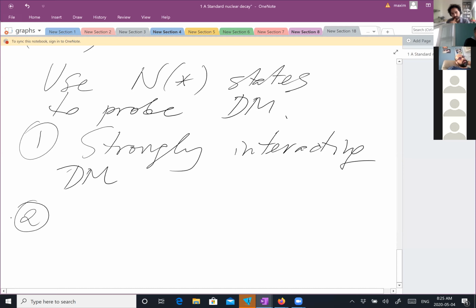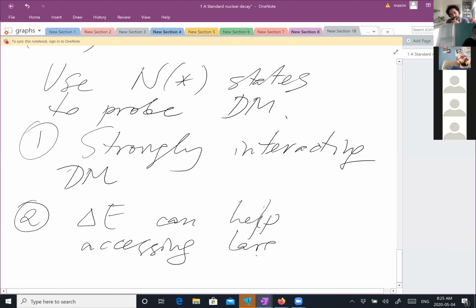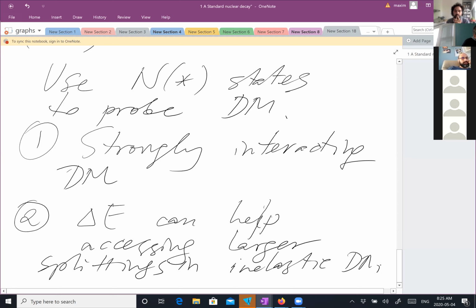And the second possibility is, of course, delta E can help accessing larger splittings in inelastic dark matter. Okay. All right. So I think I explained. Are there any questions?